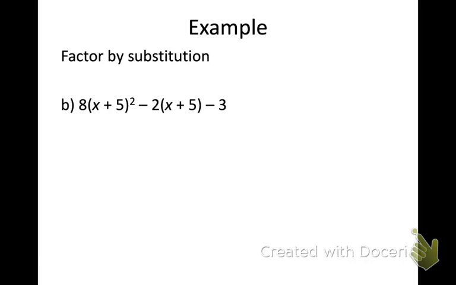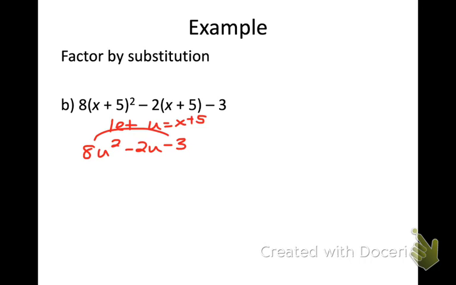So I'm going to let u represent what's inside my parentheses, which in this case is x plus 5. So let u equal x plus 5. All right, so now I have 8u squared minus 2u minus 3. So we can factor that.